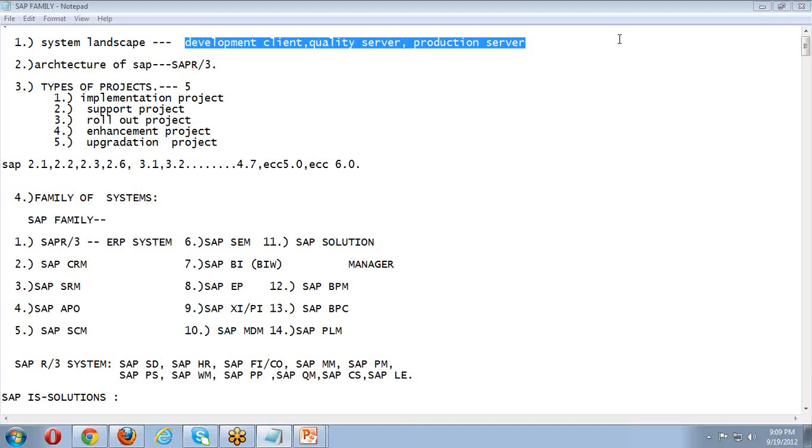Yes. So basis consultants are responsible for user management. They are responsible for authorizations. They are responsible for installation of SAP software at the client place. They are responsible for transportation of objects from one system landscape to another system landscape. They are also responsible for setup of the system landscape before the actual project starts.